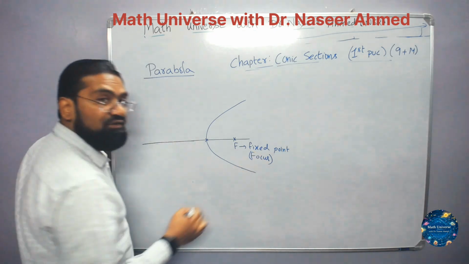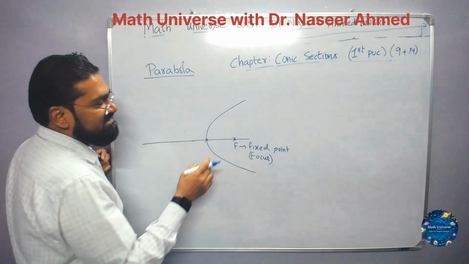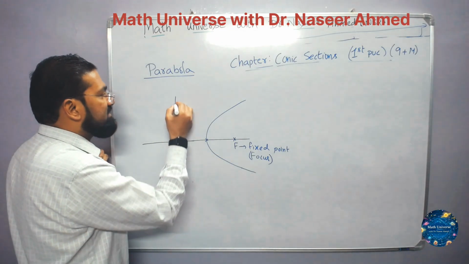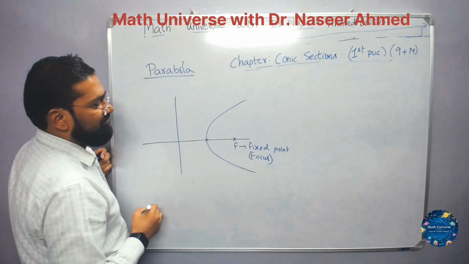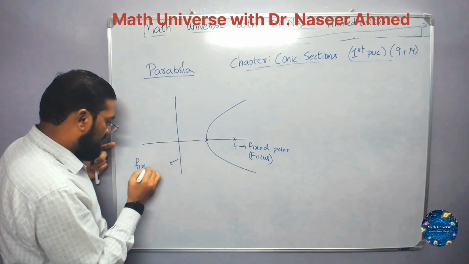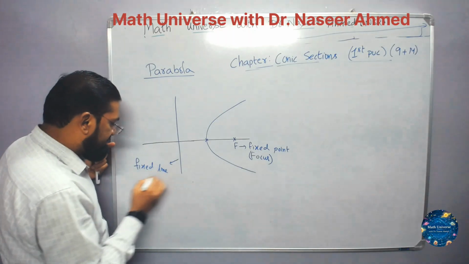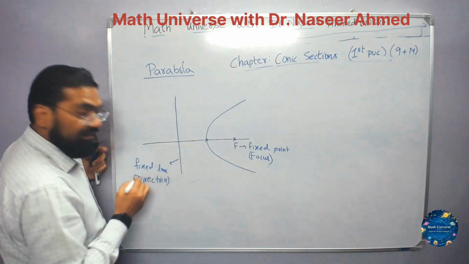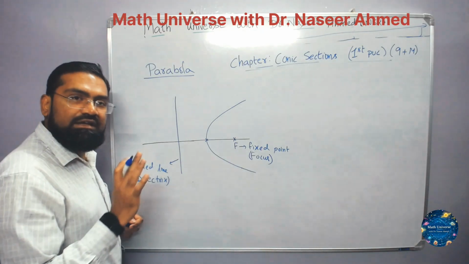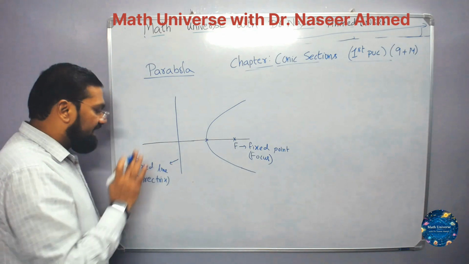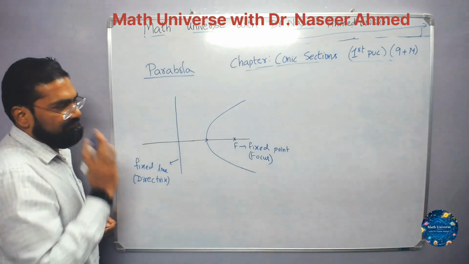The chapter itself is saying focus, and the point is also equidistant from a fixed line. The line is here. This fixed line is called the directrix. Terminology: whenever I say focus, it is a fixed point. Whenever I say directrix, it's a fixed line.